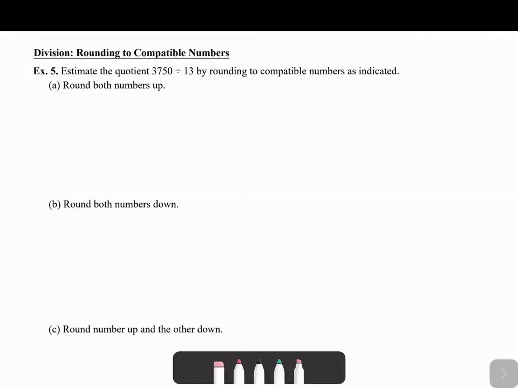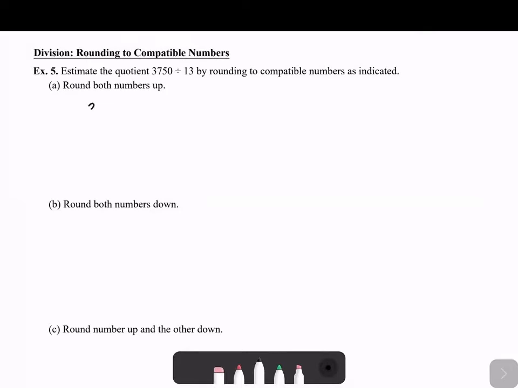So rounding the first number up. We're rounding both numbers up. We're just trying to find something that's compatible. The way that you think to round these numbers up may not be the way I think to round these numbers up. So we have a lot of options here.